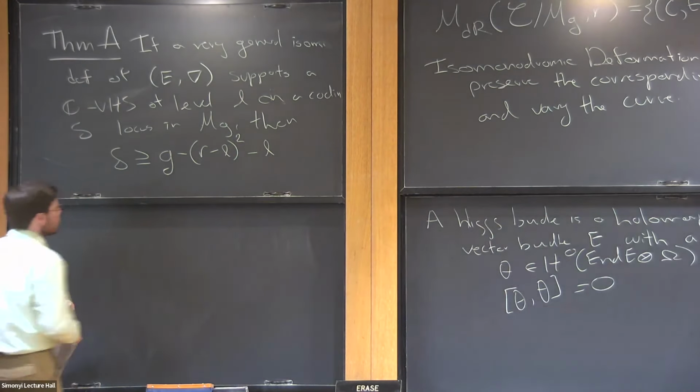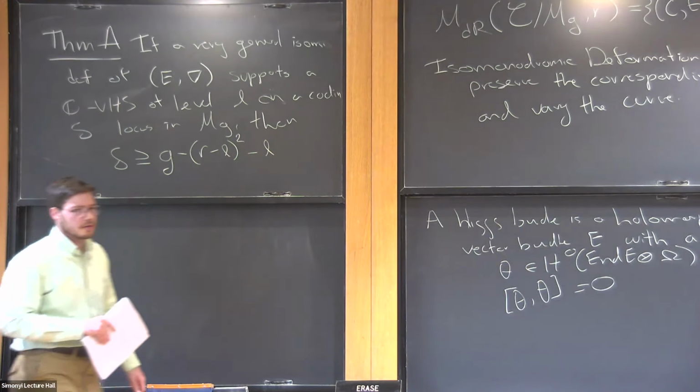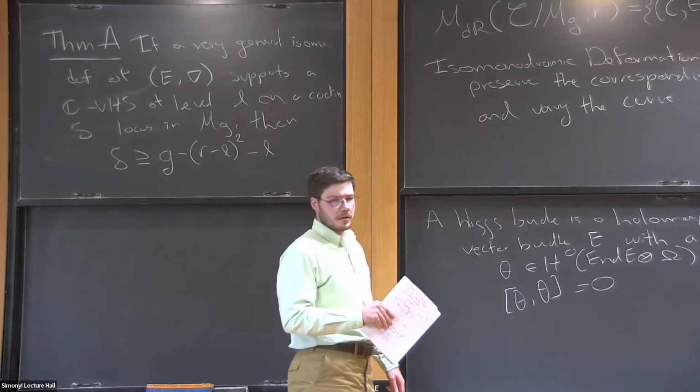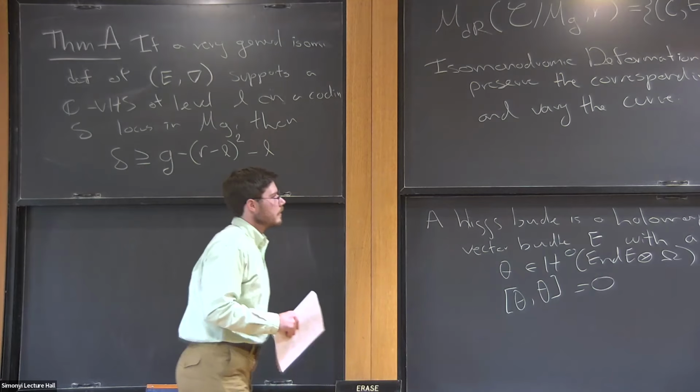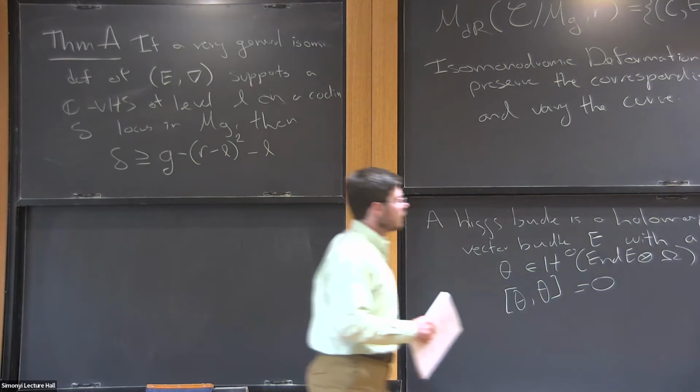I have a question. Back over here, why do you consider VHSs to be more naturally on the Higgs bundle side or the flat bundle side? Not that I'm critiquing this. How do you think of this as a natural embedding on the right?